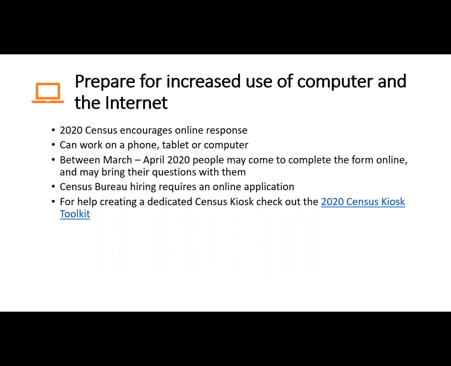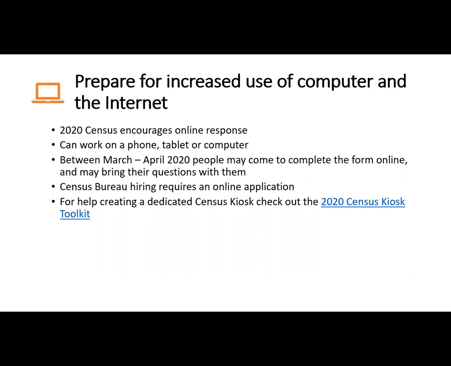The census also does require an online application, so people may ask you for help when they are looking for jobs. If you think there's going to be a lot of interest, or you just want to do this as part of your community outreach or promotion strategy, you could create a dedicated census kiosk.